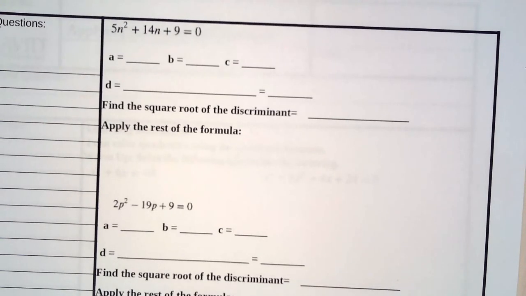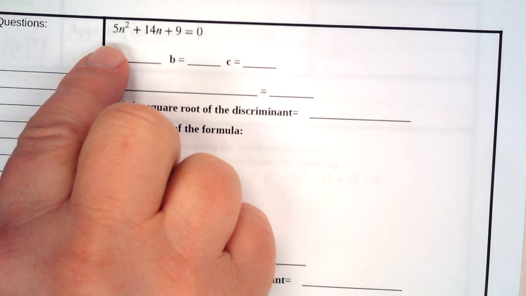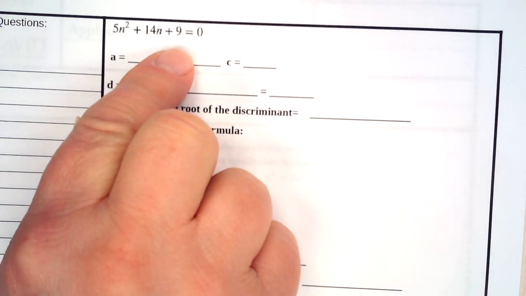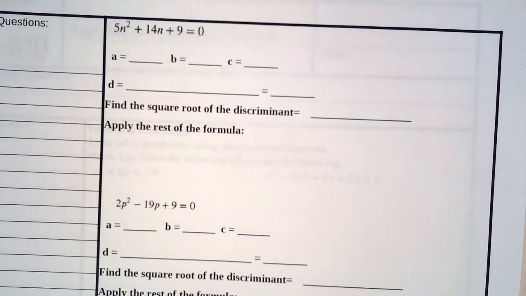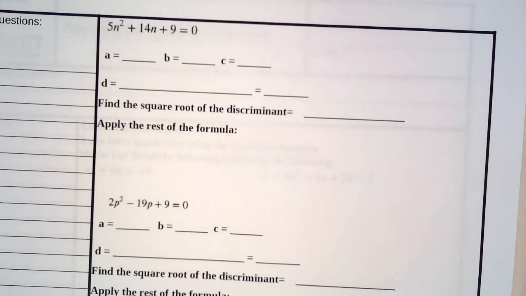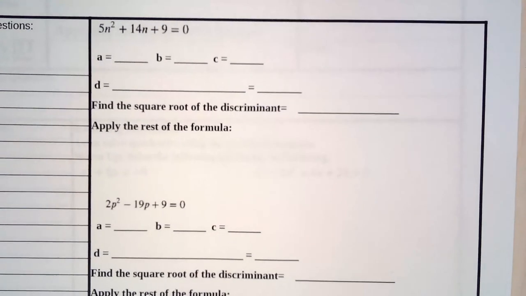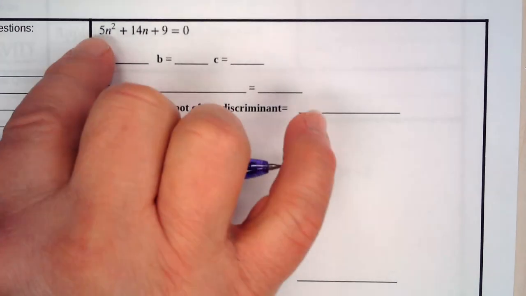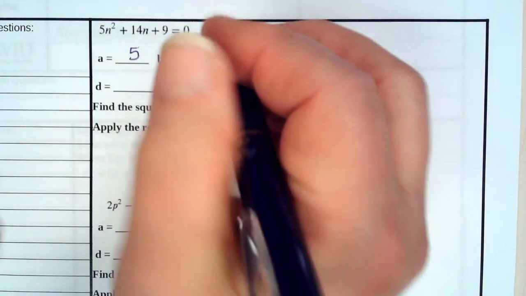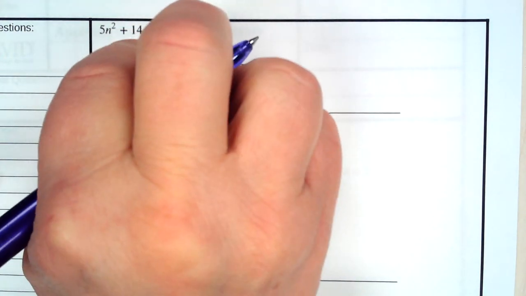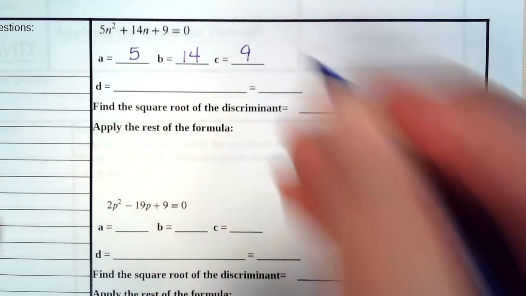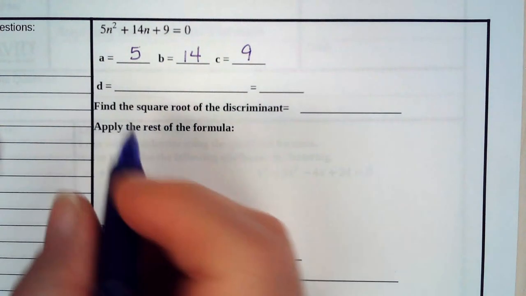Okay, for the next one, 5n squared plus 14n plus 9, a, b, and c. See if you can write a, b, and c down on your own. Okay, a is in front of the n squared, is 5. B is in front of the n, that's 14. C is 9.